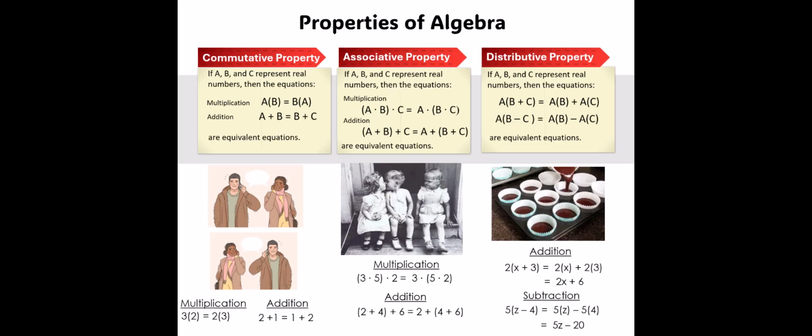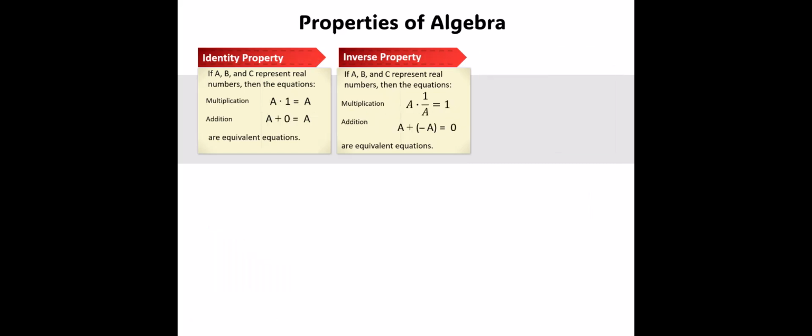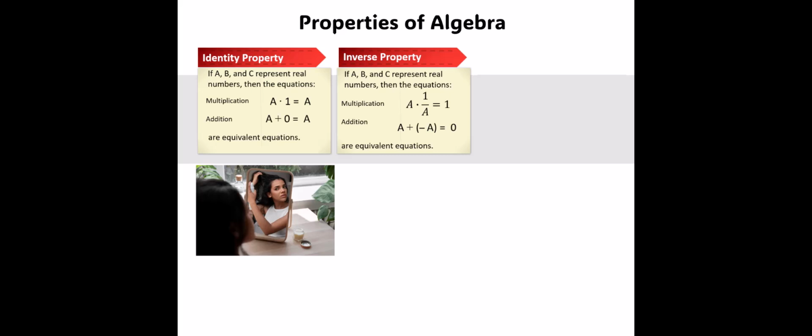We have 2 more properties to look at. The identity property. If A, B, and C represent real numbers, then the equations, if I multiply, A times 1 is A, and if I add, A plus 0 is itself A, and they're equivalent equations. How do I think about it? Well, I think about looking at myself in the mirror. I see myself, my identity. An example for multiplication would be 5 times 1 is 5. For addition, well, we could say 2 plus 0 is 2.